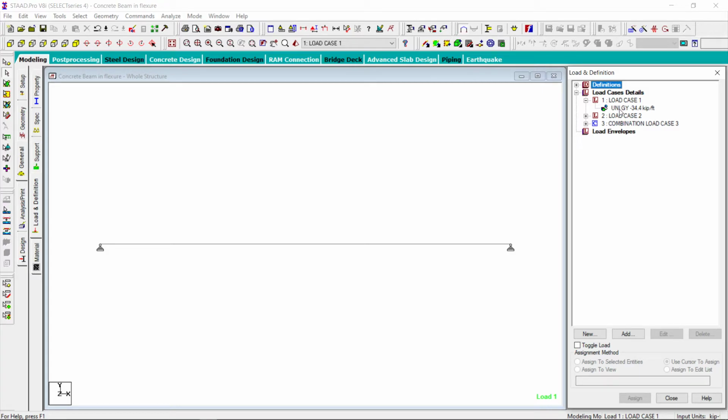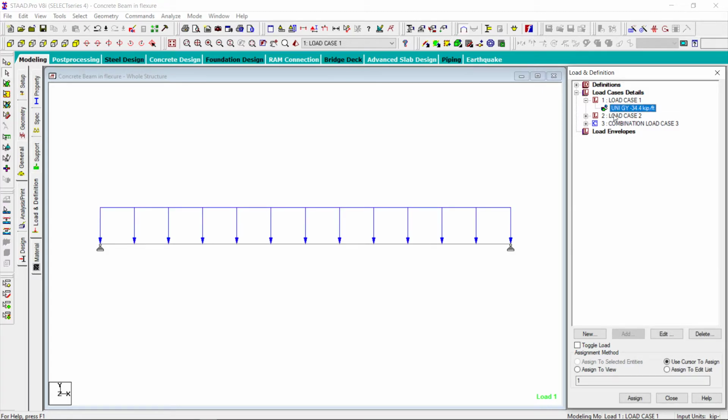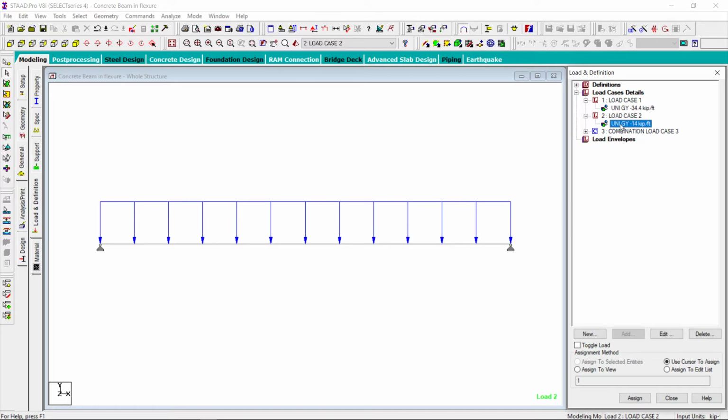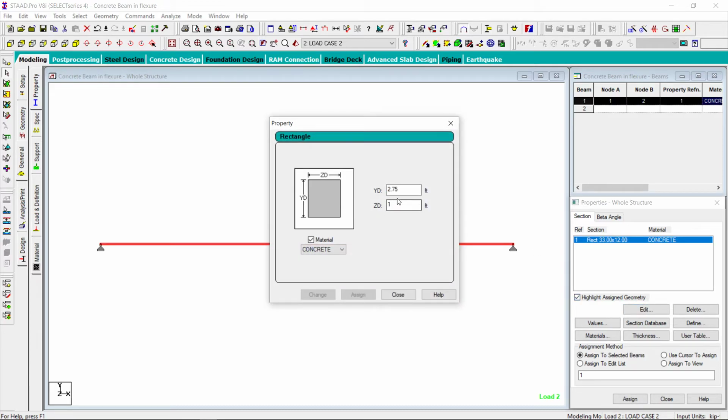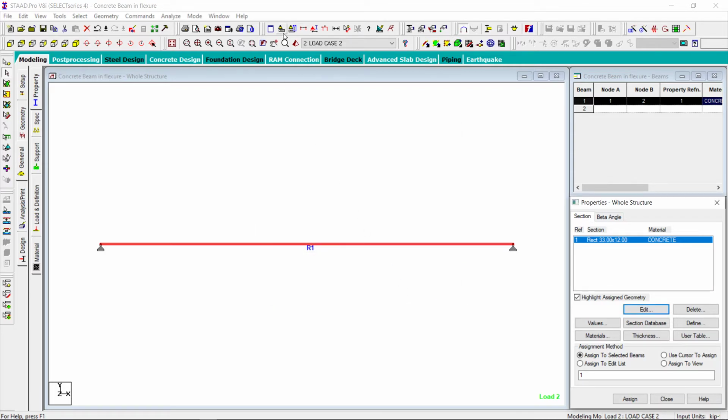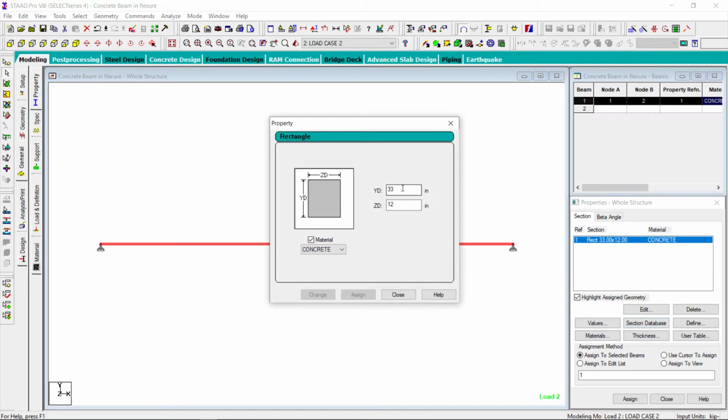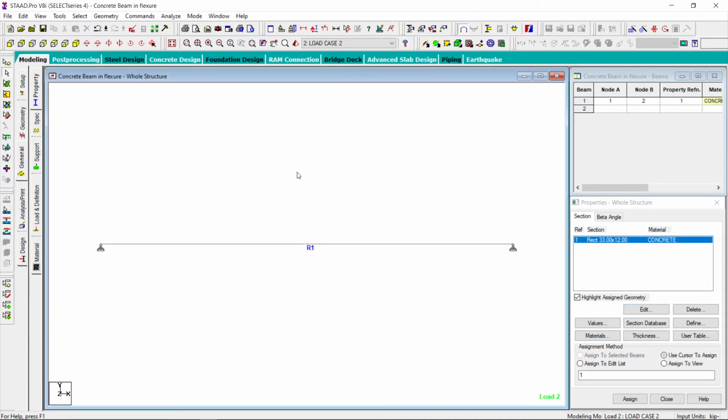You can see dead load is 34.4 kip per running foot and live load is 14 kip per running foot, and of course the combination is 1.2 times dead load and 1.6 times live load. For the section, what I selected is, let's see, in the inches, the depth is 33 inch and width of the beam is 12 inch. Let us run this software. Let's run the program.